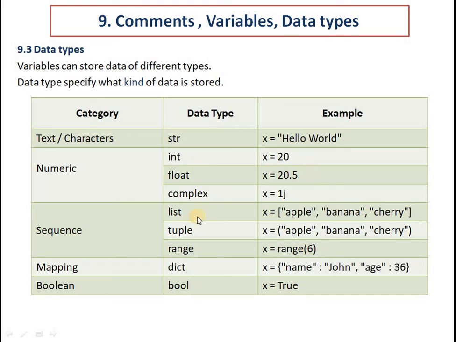And some more data types are there: list, tuple, range, dictionary and boolean. I'm not taking you to this now because we will be studying all this as a chapter itself in our training session. So I'm skipping this for now. You just keep an idea that there are some more data types called list, tuple, range, dictionary and boolean. We will be studying this as separate chapters in the training program.